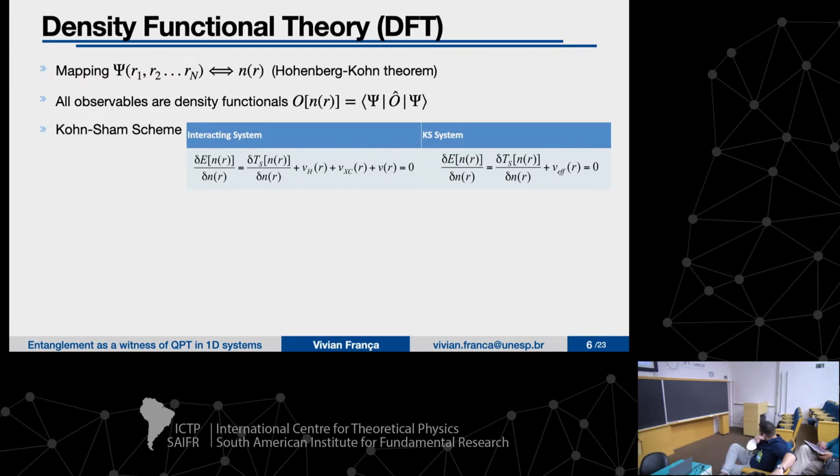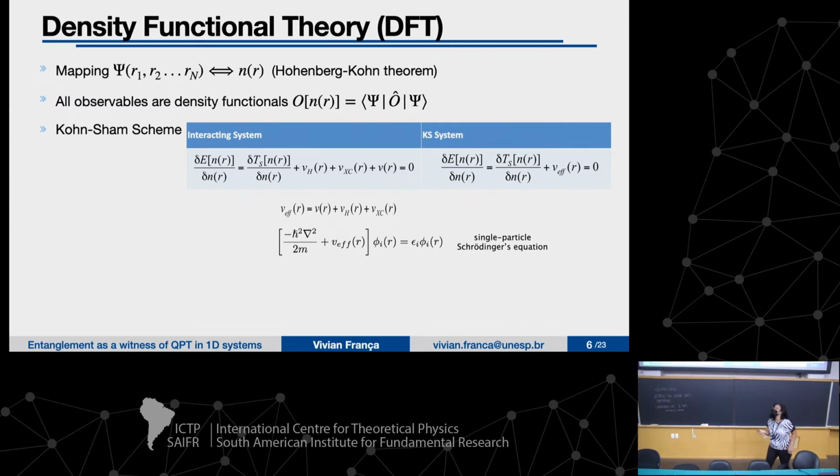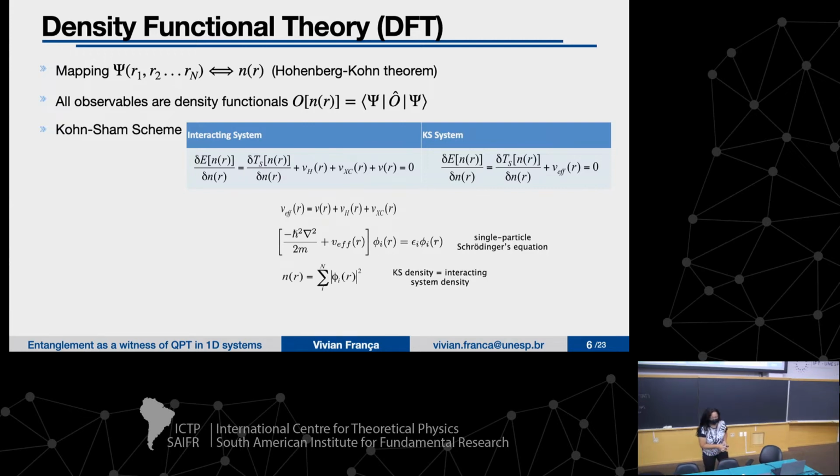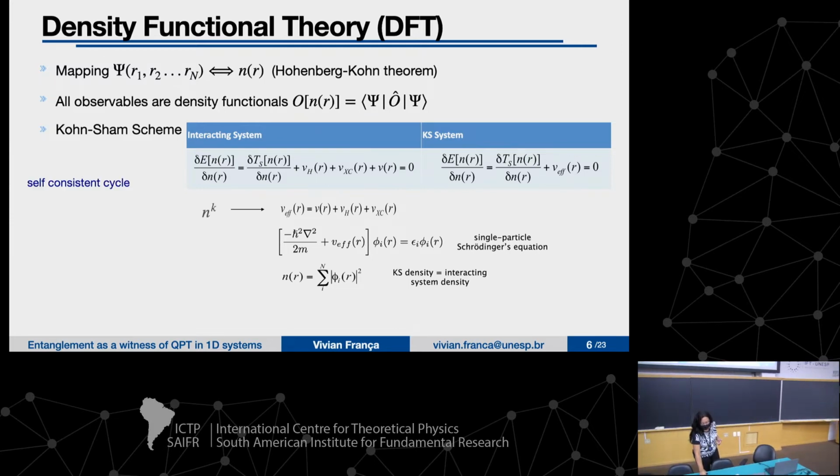How do we do that? We simply say that the effective potential has to be constructed such that it reproduces this part here. By doing this, I end up with only a single-particle Schrödinger equation. If I solve this, I get the Kohn-Sham orbitals, and I can plug them in here and get the density. It seems simple, but the problem is that this quantity also depends on the density. So in the end, what we have is a self-consistent cycle.